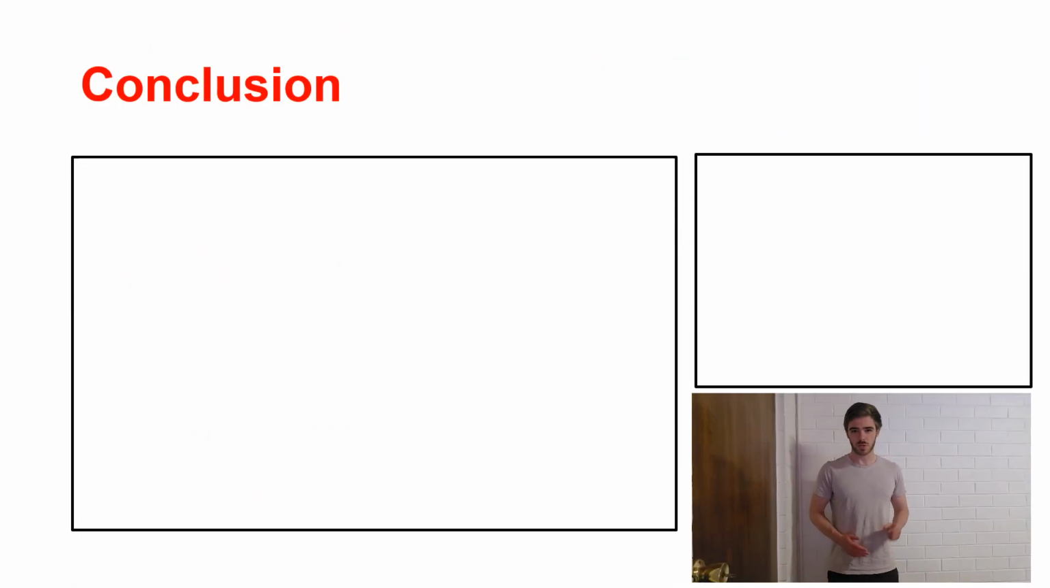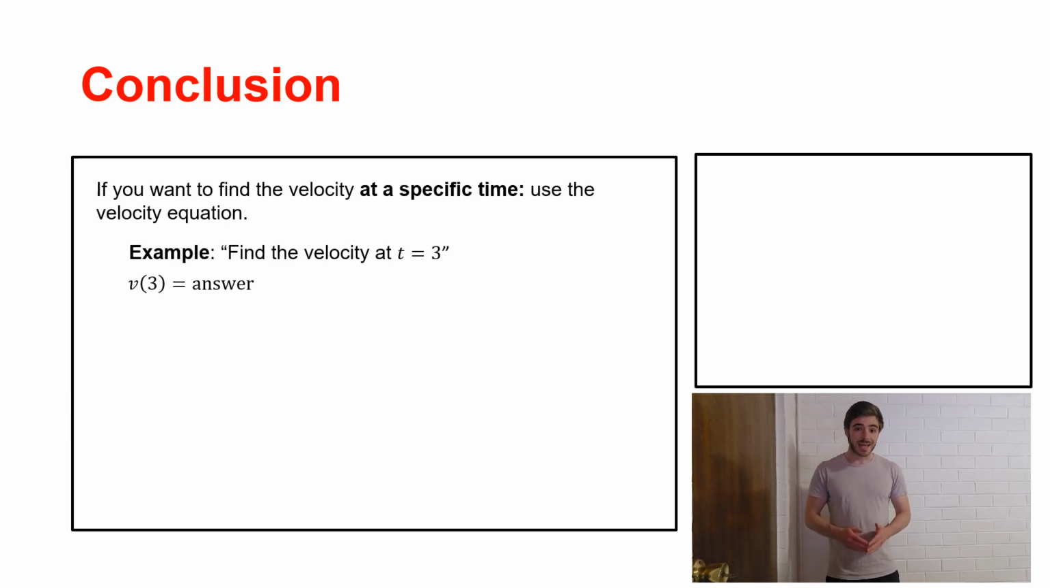Before we conclude, I just want to make clear the differences between when you would use what equation, because I've noticed that students tend to struggle here whether to use the velocity equation for your calculation or whether to use the position equation for your calculation. So here's the rule. If you want to find velocity at a specific time, then you would use the velocity equation. That's the purpose of the velocity equation. It will tell you the velocity for any given value of time.